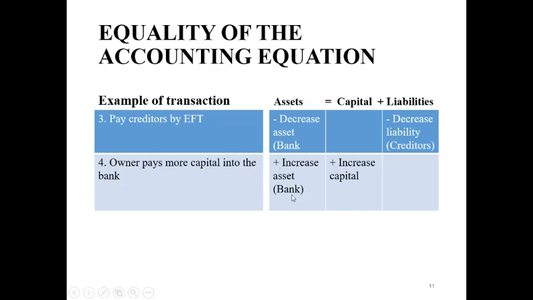Lastly, if the owners pay more capital into the bank, what happens? You increase the asset, which is the bank, and that also increases the capital. Remember, resources supplied by the owners will increase the capital. The liabilities will not be affected. So the net effect is that the left hand side will increase by the same amount, and the right hand side also will increase by the same amount.